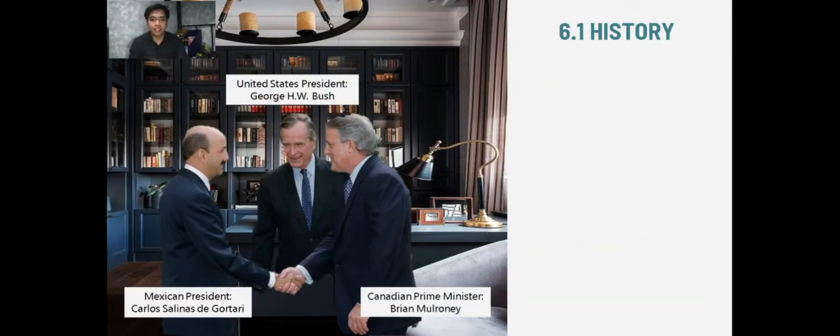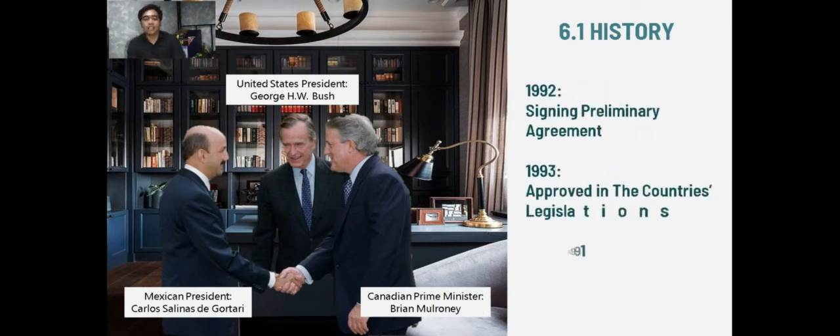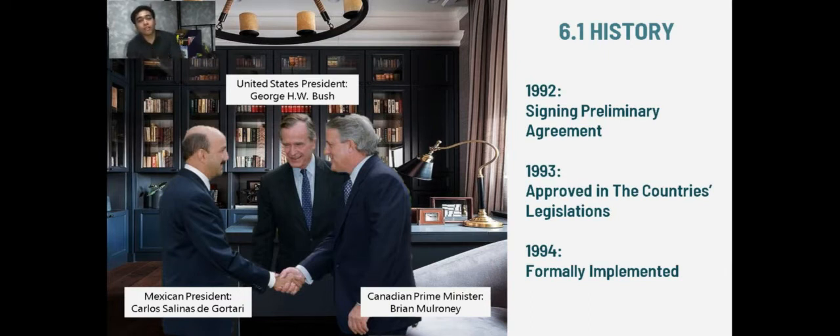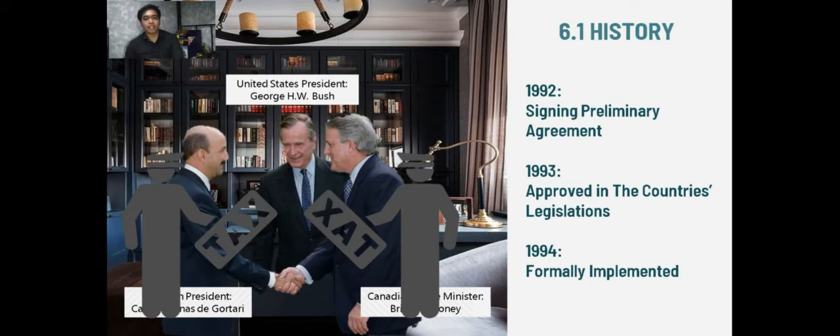the United States. In 1992, the preliminary agreement was signed, then in 1993 it was approved in the countries' legislation, and then the agreement was established in 1994 to increase economic cooperation between the three countries. Prior to NAFTA, although the US and Canada engaged in free trade, goods bought and sold between Mexico and the US were subject to tariffs or additional taxes.